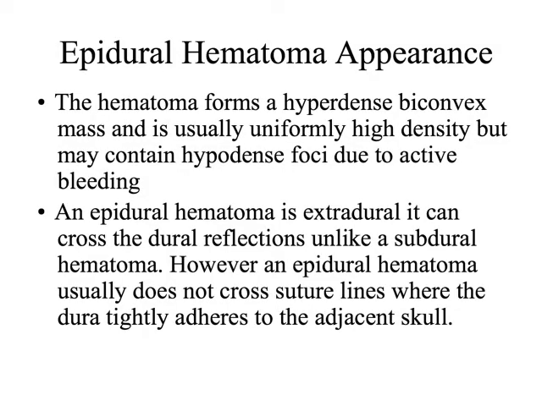So in terms of appearance, it's going to form a biconvex mass, and it's usually uniformly high density, so it's going to be white on our images, but it could also contain hypodense foci due to active bleeding. And then an epidural hematoma is extradural, so it can cross the dural reflections, unlike a subdural hematoma. However, they don't normally cross the suture lines.